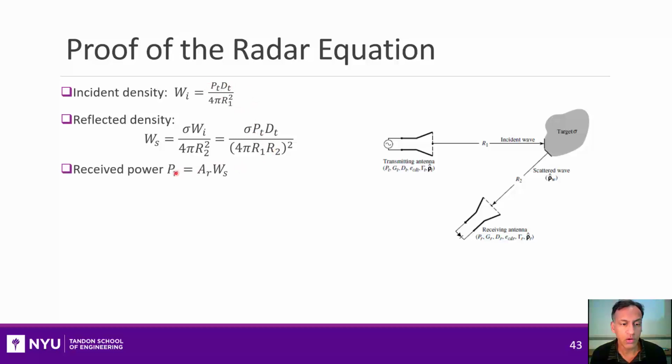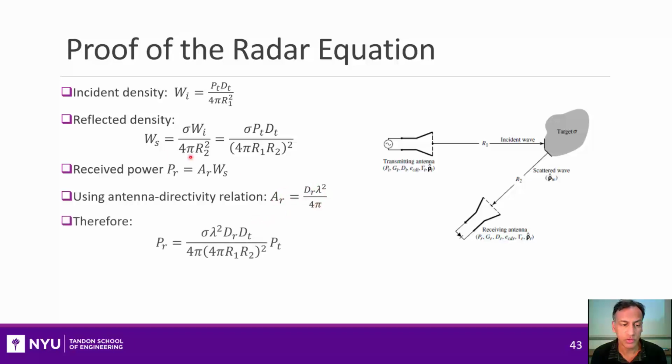But we know also that the received power will be the aperture of the received antenna times the scattered wave density. And then we use that antenna directivity relationship that we proved in Unit 1 to say that the received aperture will be the directivity times lambda squared over 4 pi. When you put all that in, we get the radar equation from the previous slide.